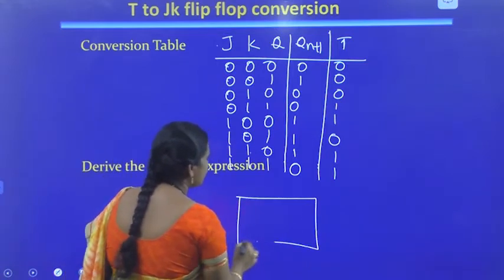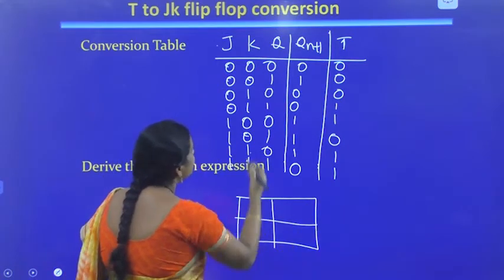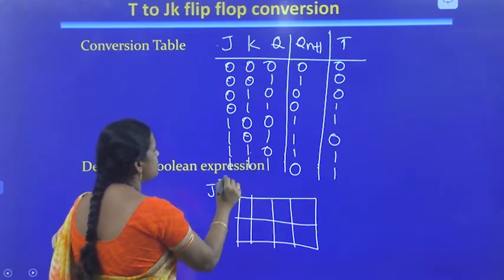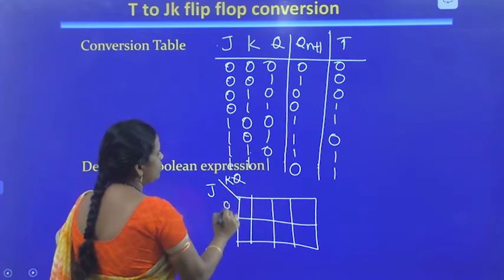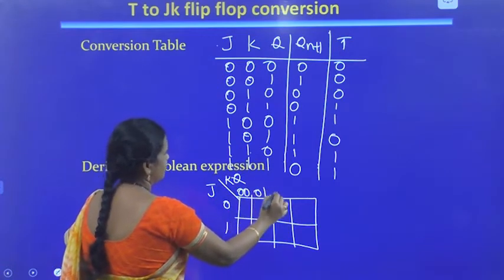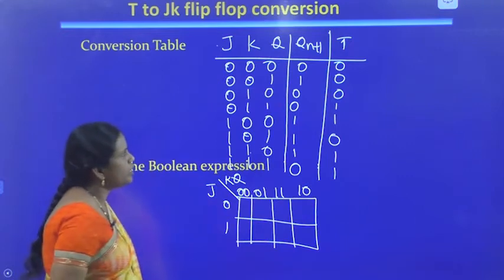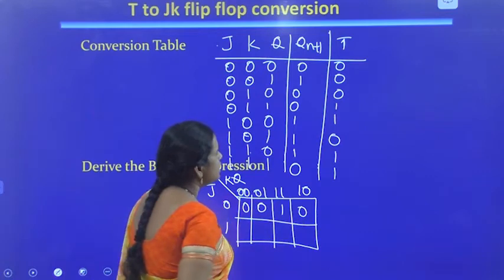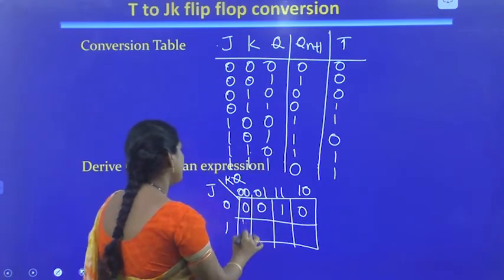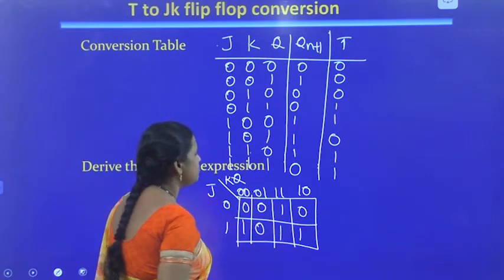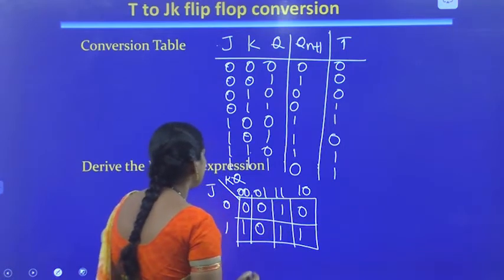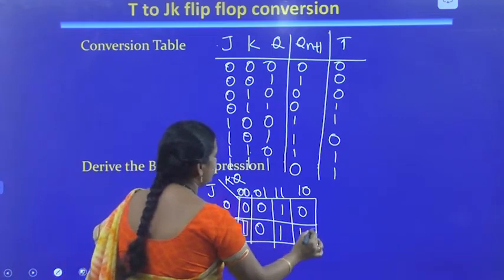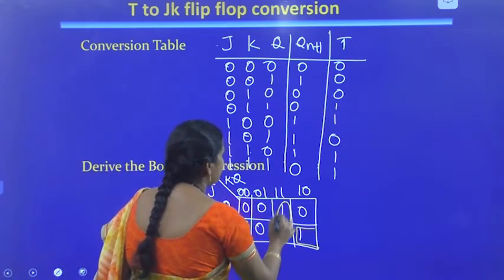Let us derive the expression for T. For that we need to take a 3 variable K map. Those variables are J, K and then Q. So let us fill the cells like this: 0 0 0 1, and then next one is 1 0, 1 0 1 and then 1. So you can have a map like this. Let us map the cells like this. You can take one group and then you can map like this.